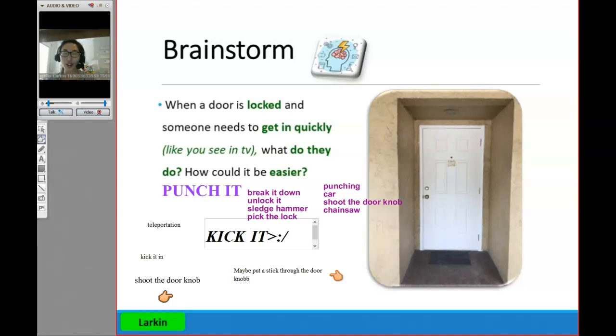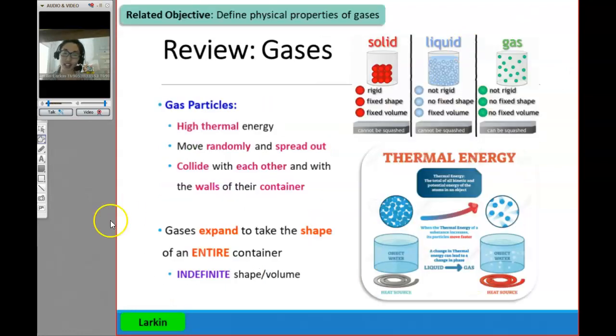Excellent. Okay, now as we're thinking of these things, we're going to actually relate this to gases today because gases actually do a lot of the same things. So if you imagine containers are like the door that you're trying to get through, gases are oftentimes doing the exact same things. So let's go ahead and take a look at that today.